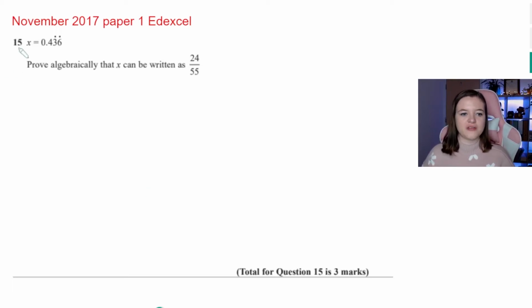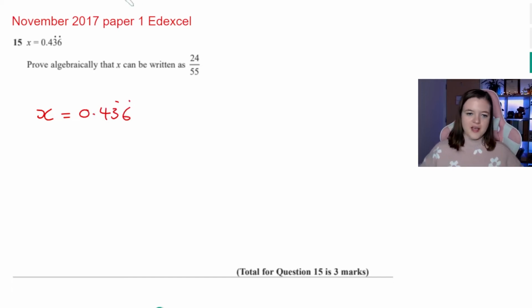Okay, so question 15. x is equal to 0.436 recurring. Prove algebraically that x can be written as 24 over 55. So they phrased it slightly differently this time, but no matter, all that means essentially is they've done the first step for us, haven't they? They've already written it as x equals 0.436 recurring. But let's do what we normally do. Let's figure out what this decimal is going to become.